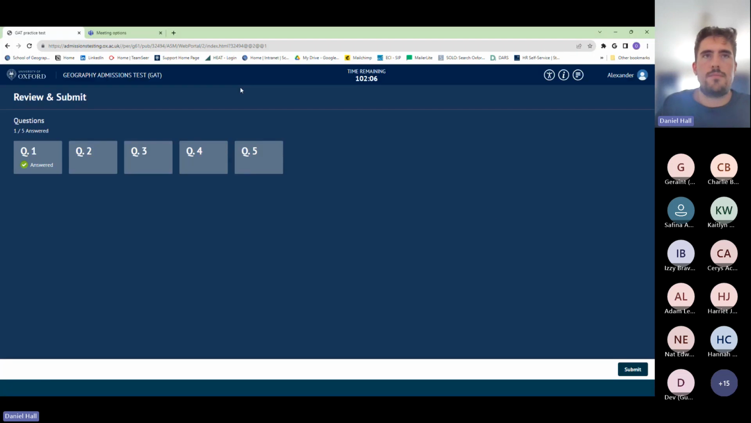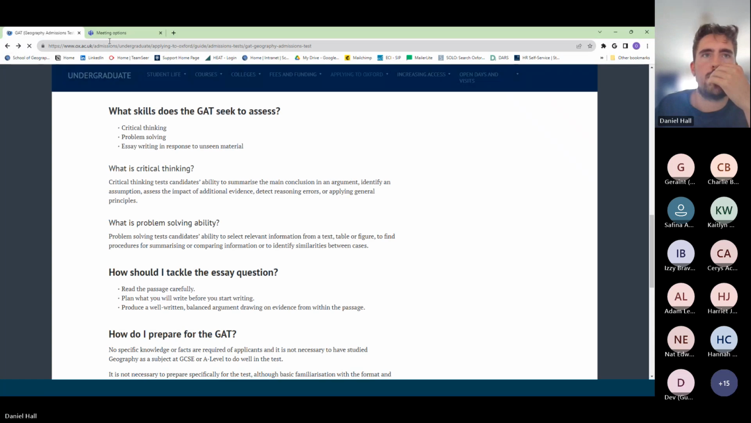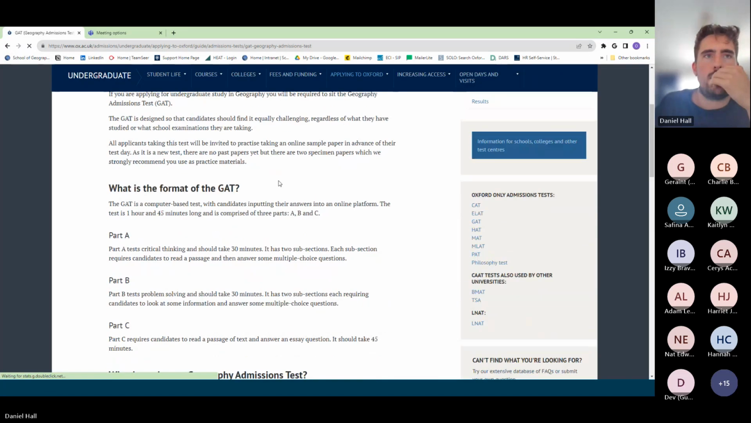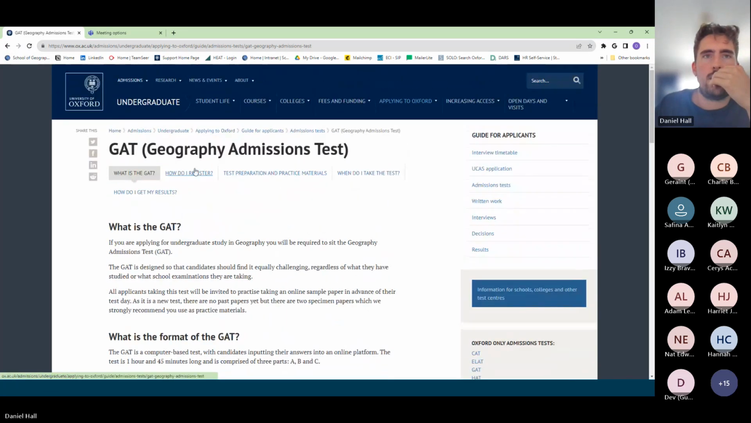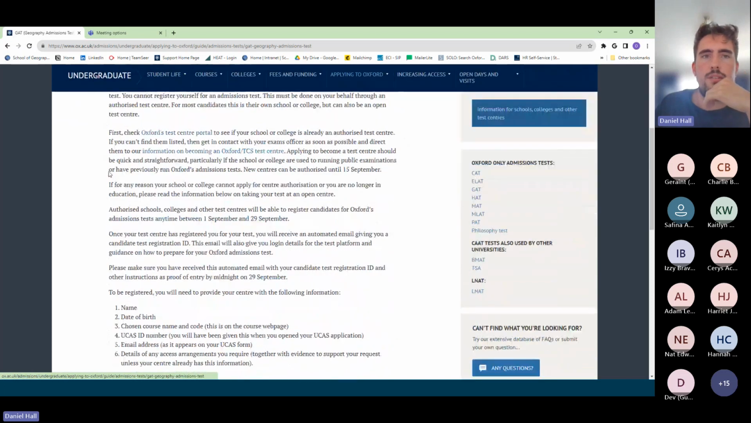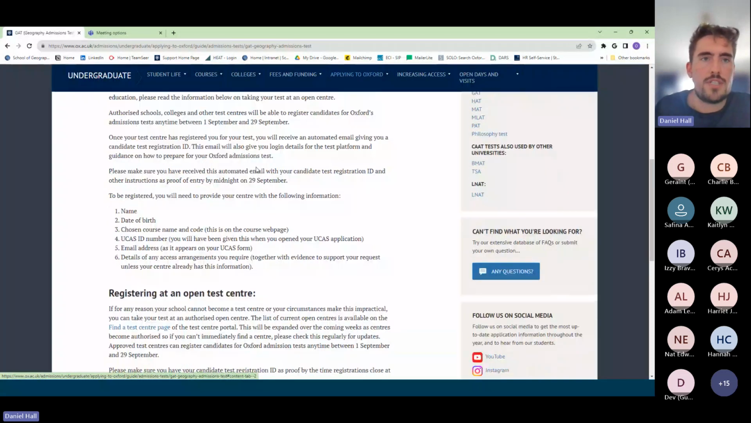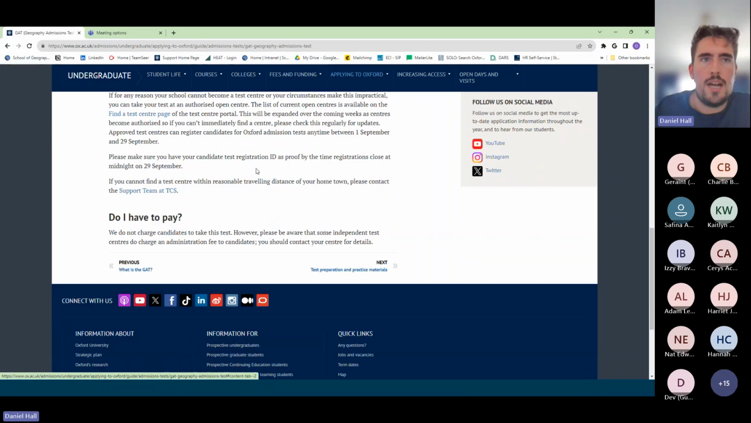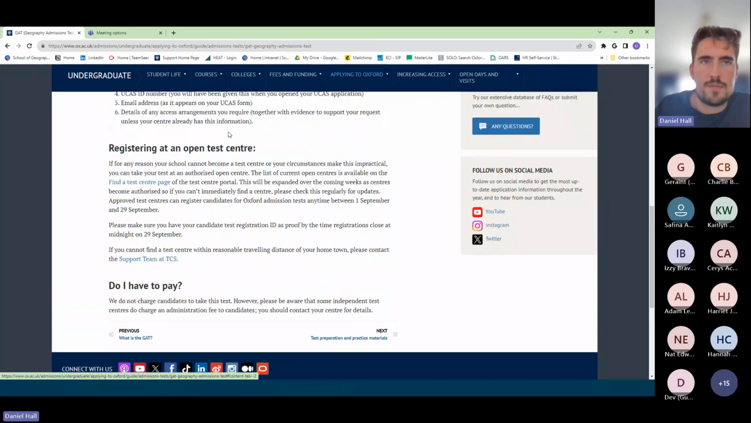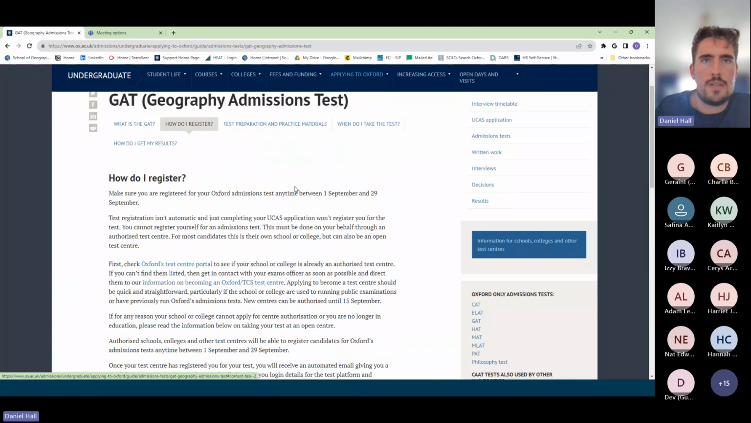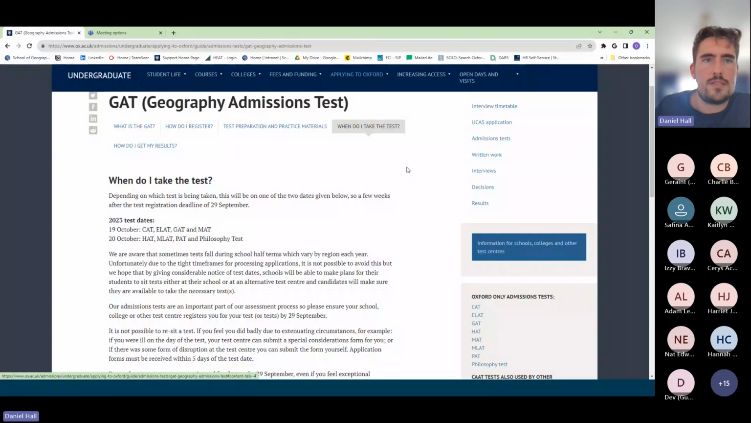So let's get rid of this. There's a tab there on how do I register that has a lot of information on how the registration process actually works, and how to find a test centre and all that kind of thing. Do I take the test? So the date for the GAT is the 19th of October.